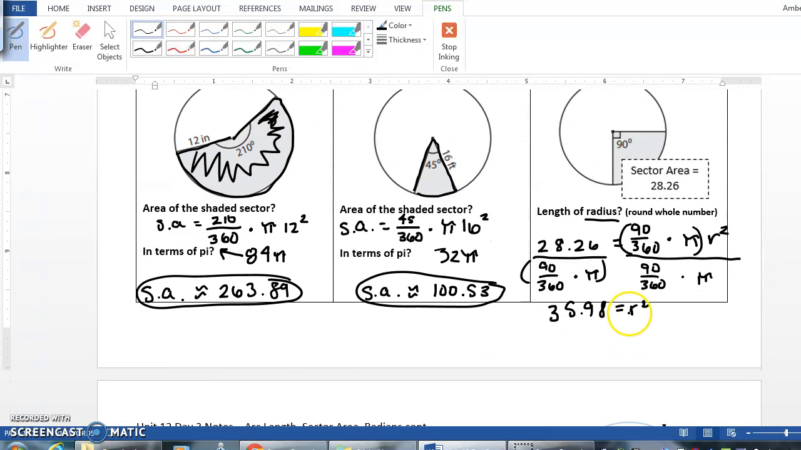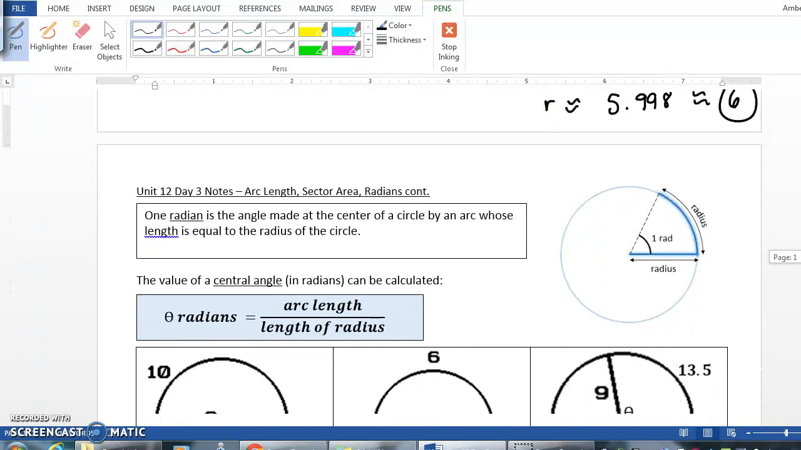Now I need to still take the square root, because it's still r squared and I want r all by itself. So I'm going to do the square root of 35.98. And I get r, or the radius, is approximately equal to 5.998, or if we're rounding to the whole number, it's approximately 6. Okay? 2 down, 2 to go.